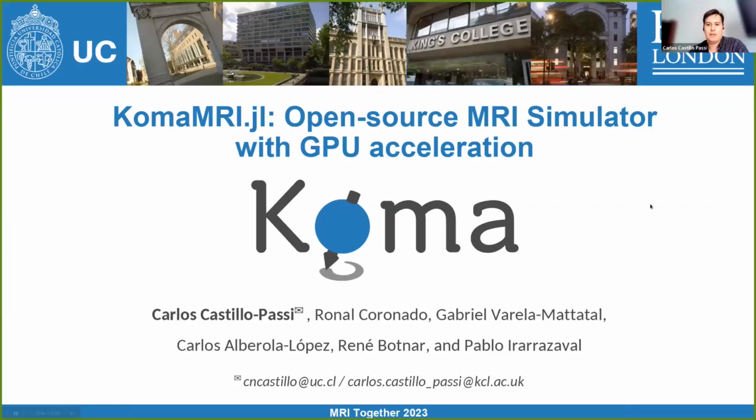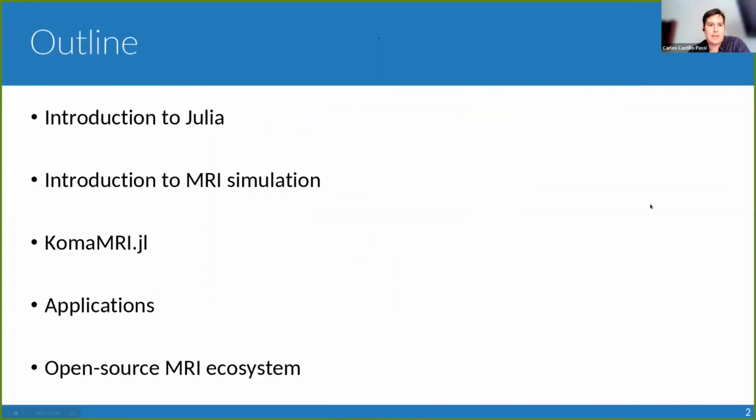Thanks for the introduction. For this talk, I will start by speaking a little bit about Julia, because I'm not sure if everyone knows about this programming language, and I will focus on the similarities with MATLAB and Python. Then I will briefly talk about what MRI simulation is, and then I will start talking about Koma, show some applications, and finally I will motivate you to start looking into Julia, because a lot of packages in the MRI ecosystem are being ported to Julia.